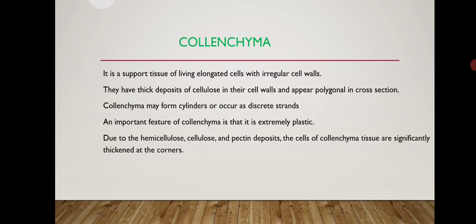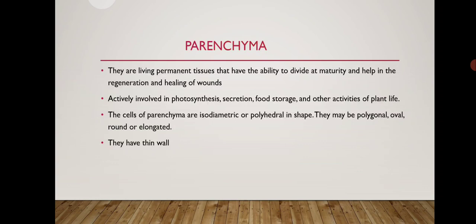In case of collenchyma tissues, these are the supporting tissues and they consist of irregular cell walls, and they also consist of hemicellulose, cellulose, and pectin deposits at their corners. So, it seems to be thickened at corners.